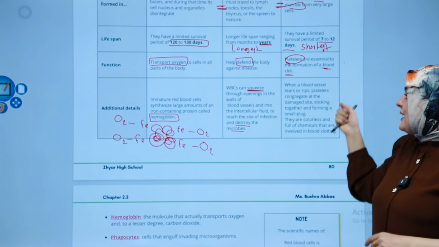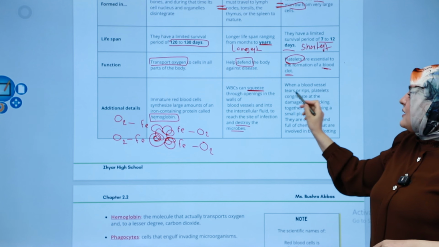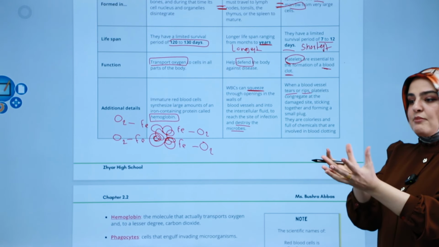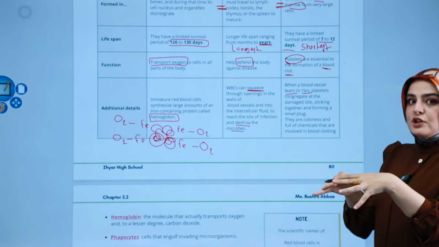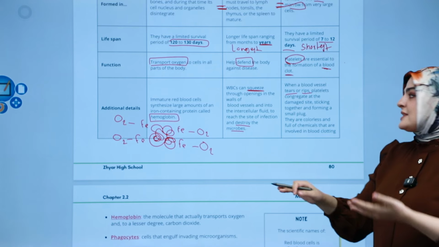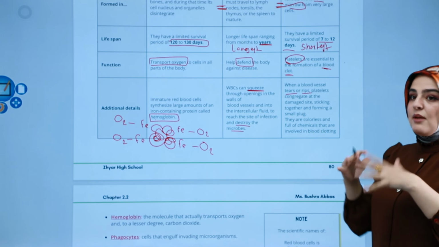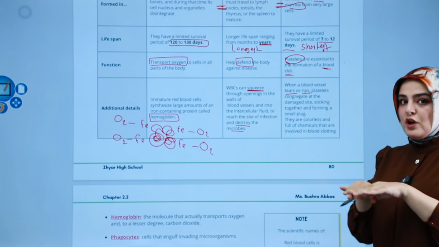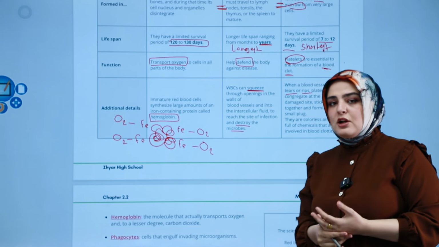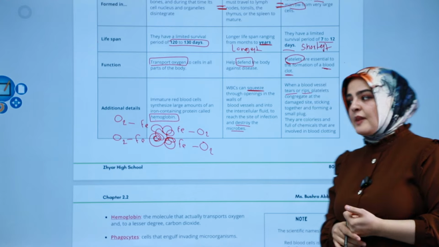How do they do that? When there's a tear or rip in the blood vessels, they are going to congregate. That means they pile up on each other and go to that area, making sure it gets closed for a temporary time until the tissue comes back together. This is called the process of blood clotting that we're going to study later.